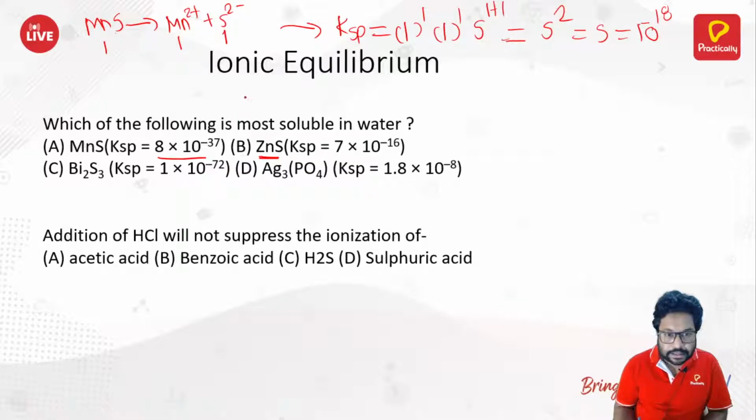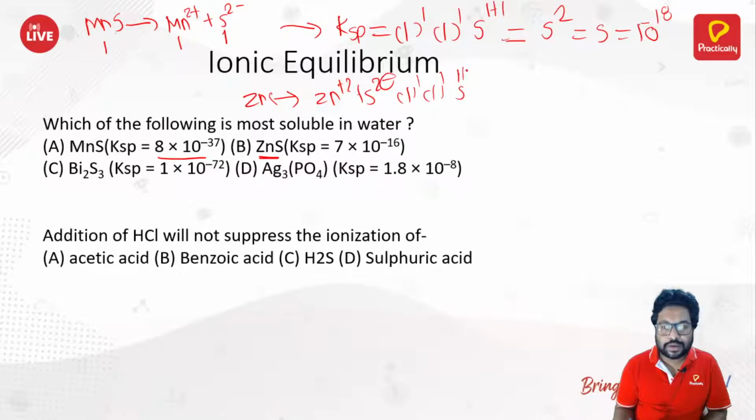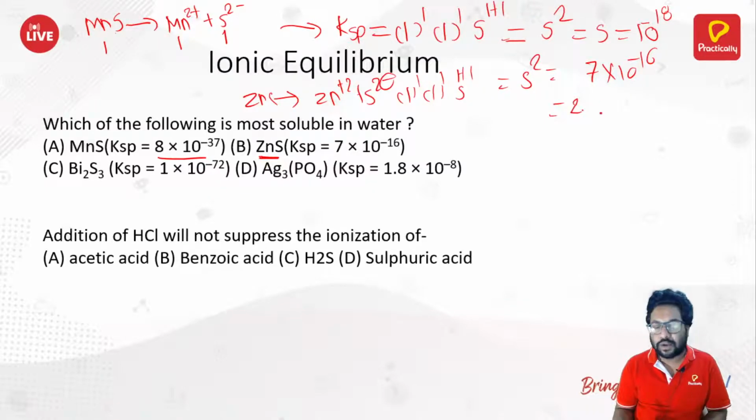This is also S squared. You can see here ZnS will dissociate as Zn2+ plus S2-. Again 1 to the power 1, 1 to the power 1, S raised to 1 plus 1. So again S squared is equal to 7 into 10 raised to minus 16. So the square root of 7 will become something like 2.2, let's suppose. 10 raised to minus 16, square root is 10 raised to minus 8. That is your S, so 10 raised to minus 8.